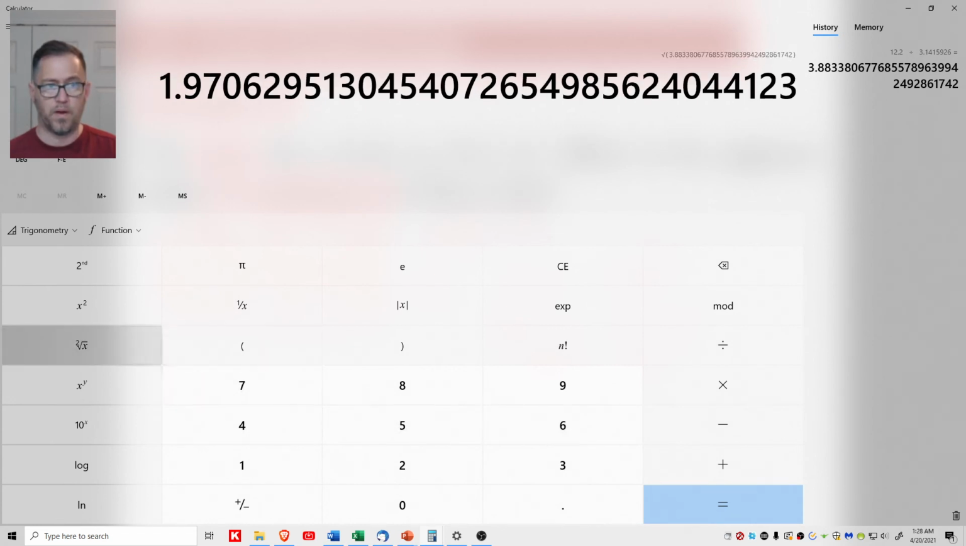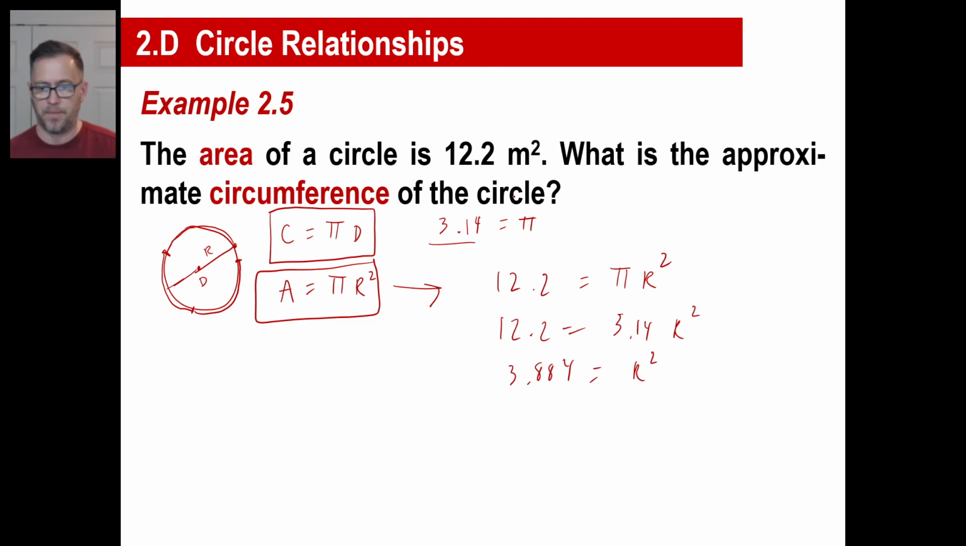and go, there you go. So let's just call it 2. We'll just say the radius is 2. All right? Now how are we going to find the circumference?